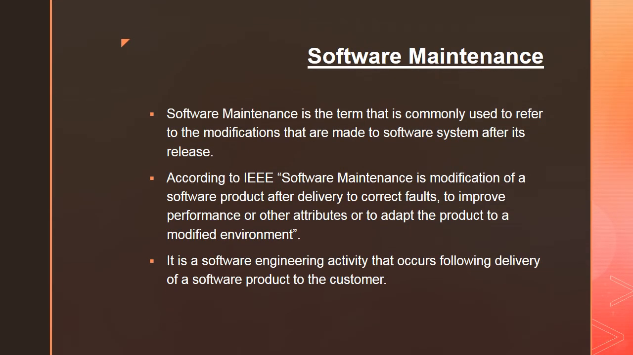Now here comes the next topic: what is software maintenance. Software maintenance is the term commonly used to refer to the modifications made to a software system after its release. According to IEEE, software maintenance is the modification of a software product after delivery to correct faults, to improve performance or other attributes, or to adapt the product to a modified environment. It is a software engineering activity that occurs following delivery of a software product to the customer.